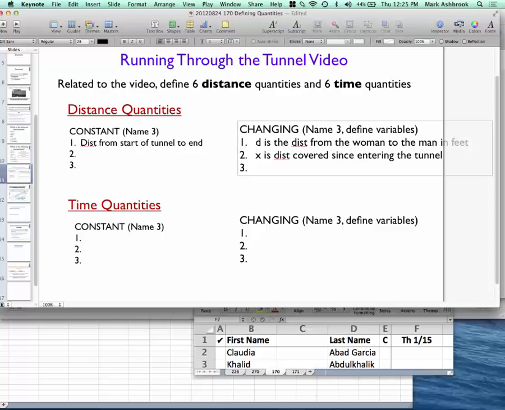Okay, so tell me. Right. So which person? You got to know which person you're talking about here. Distance covered by who? Right? So he wants the man. Now, is it specific enough now? Do we know exactly what we're talking about? X is the distance covered by the man since entering the tunnel.